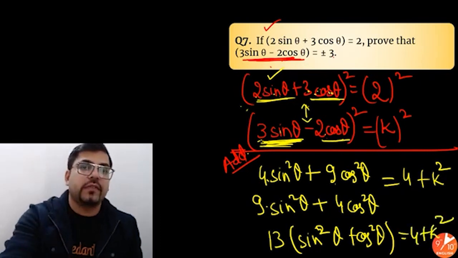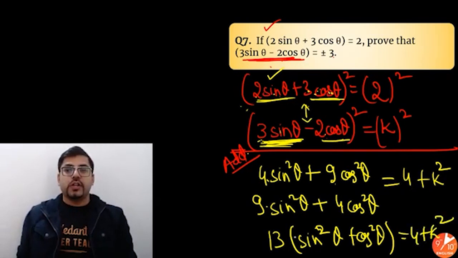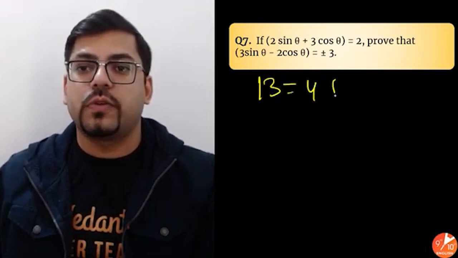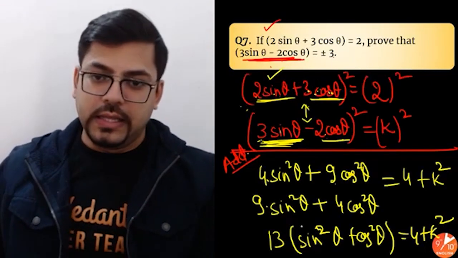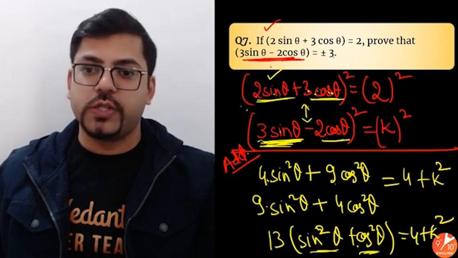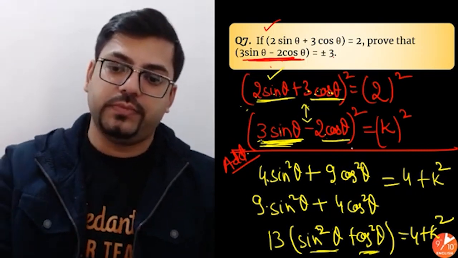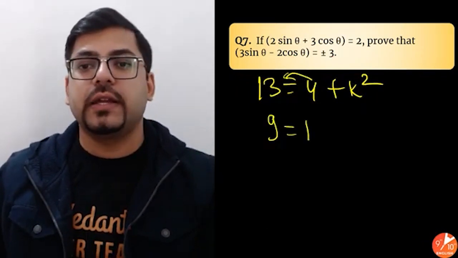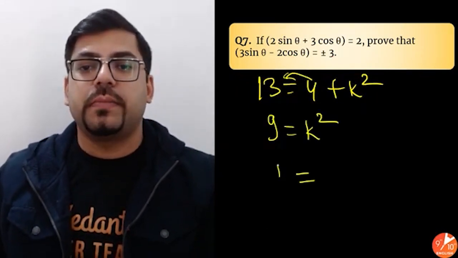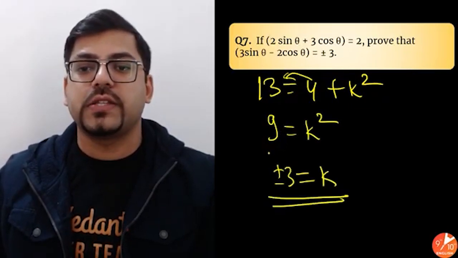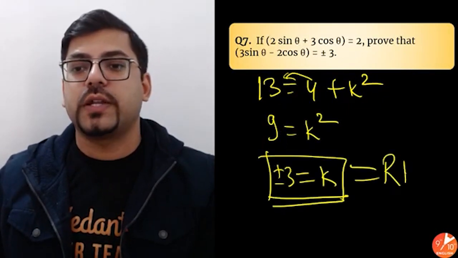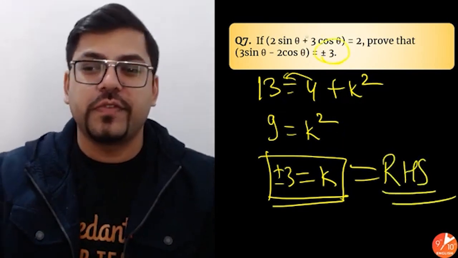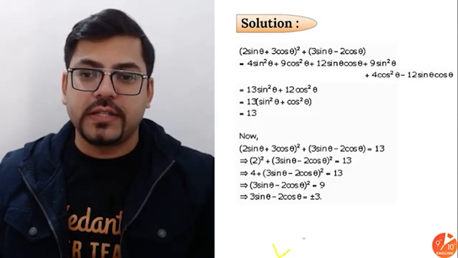Now what do you have to do? You have to actually solve it. So see here, 13 equals 4 plus k square, because sine square theta plus cos square theta equals 1. The 4 you'll send to this side, so 13 minus 4 is 9. 9 equals k square. So this means k equals plus minus 3, which is equal to the RHS, and that's what we had to prove. Yeah, proved. We proved it.